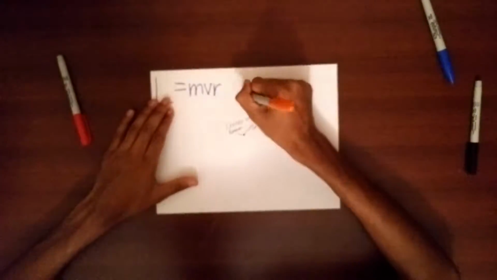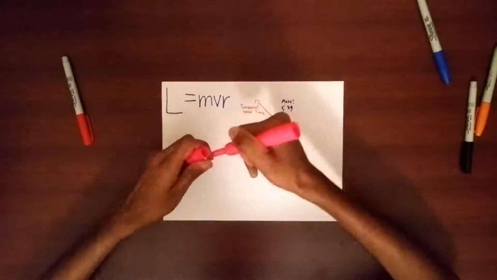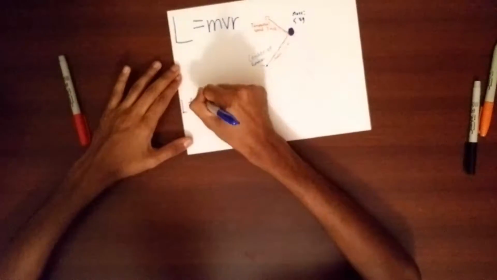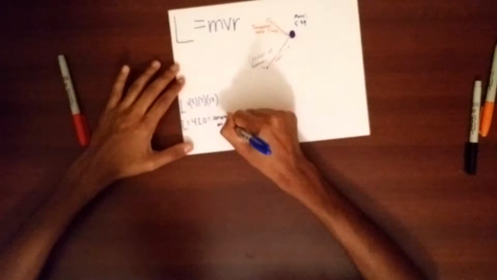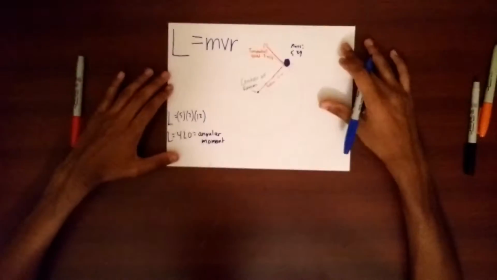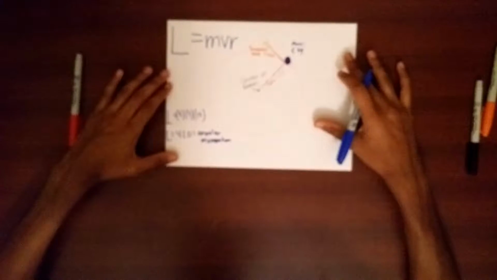By substituting these numbers in for their variables, we can solve for the angular momentum. 5 times 7 times 12 is equal to 420, and the unit for momentum is kilograms meters per second.